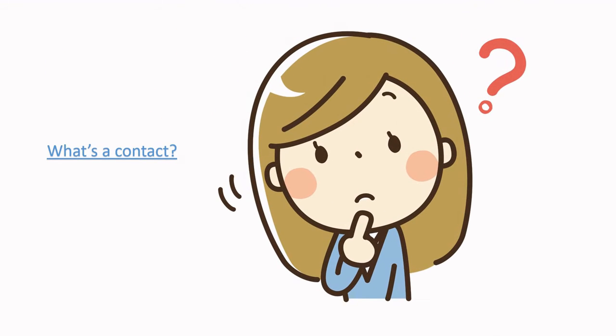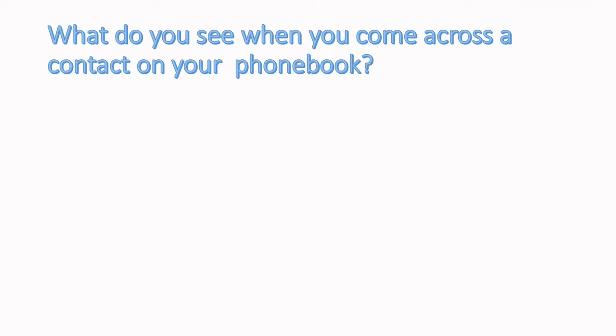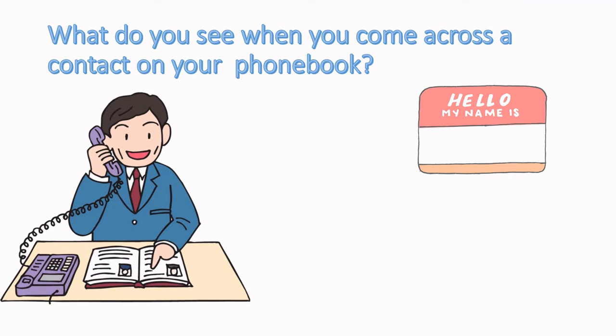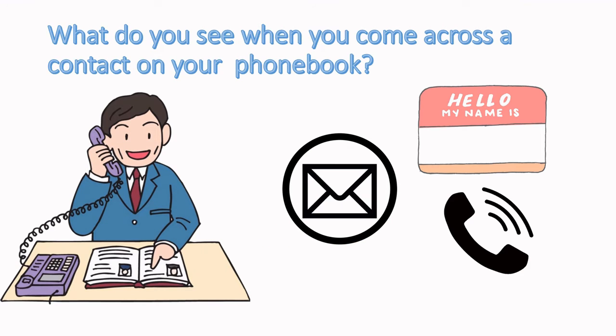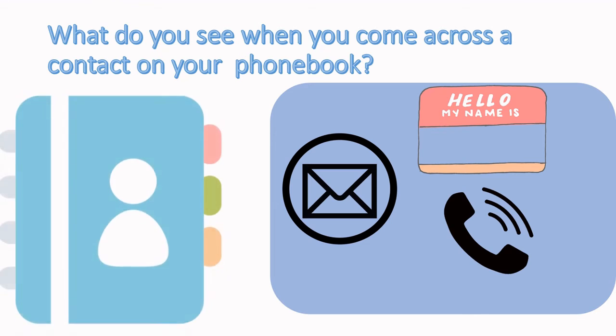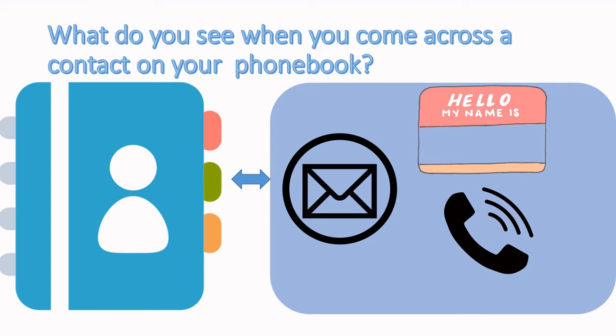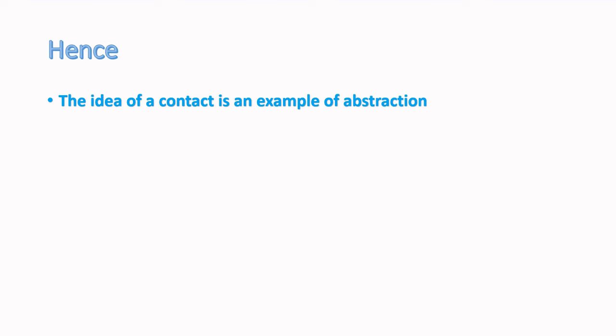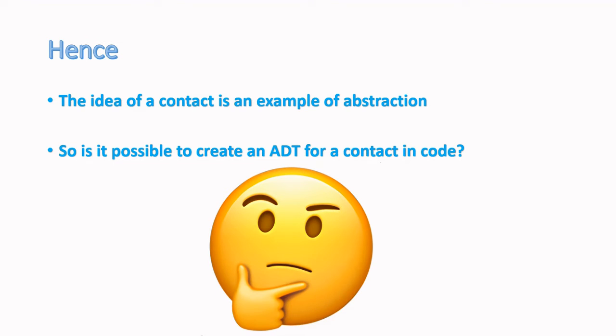Okay, now let me focus a little bit on abstraction. So using the same example I used before, what exactly is a contact? What do you see when you come across a contact on your phone book? Remember we kind of went through this. We said we see the name, we see their phone number, and we see their email. And all this can be grouped, and that's what makes a contact. So our task would be to put this in code, right? That's our task. So how do we create this structure in code?